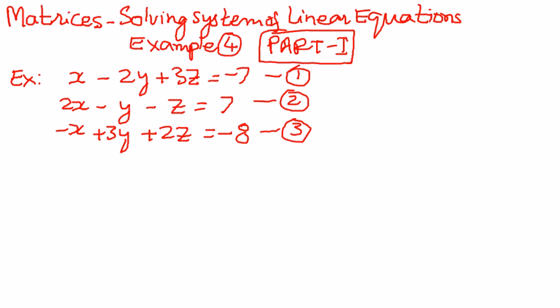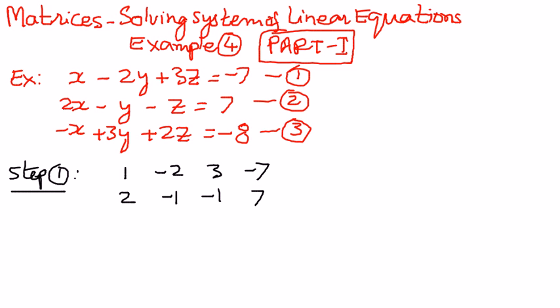So we want to write the augmented matrix for this system of linear equations, and we will write it down in different steps. Step number 1: we take the coefficients of x, y, and z in equations 1, 2, and 3, and write the augmented matrix. That is going to be like this: 1, -2, 3, -7; 2, -1, -1, 7; and then -1, 3, 2, and -8. So this is our augmented matrix.